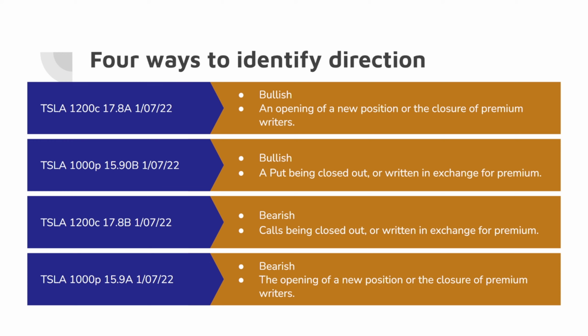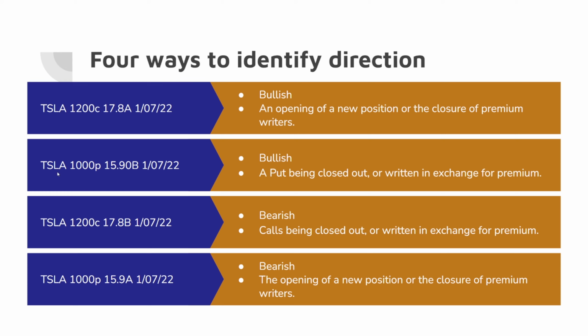So there's 4 ways to identify direction. So for Tesla, 1200 call, 17.8 ask, January 7th, 2022. So this trade would be a bullish trade because you're having an opening of a new position or the closure of premium writers. How do we know that? The opening of a new position, we can see here, the ask, 17.8 ask. That would be bullish.